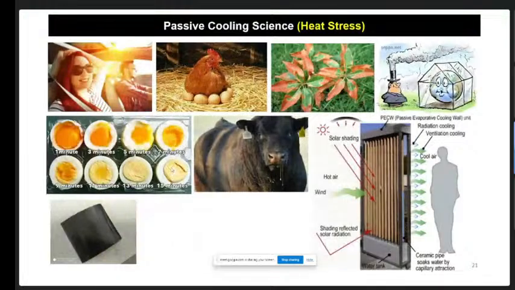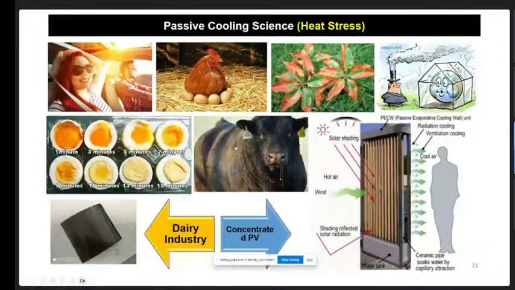Very quickly, about the passive cooling science, what people don't know about passive cooling. Here is the term called heat stress. What happens with heat stress? Heat stress can affect egg production, for your boiled egg. Heat stress has a direct effect on the dairy industry, and we have implemented this for the concentrated photovoltaic system.